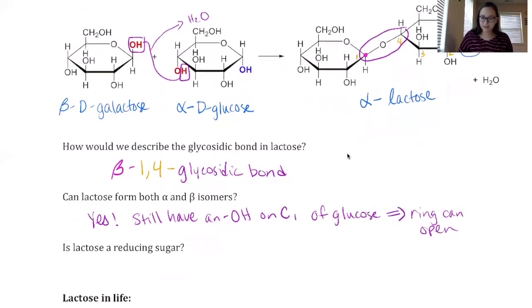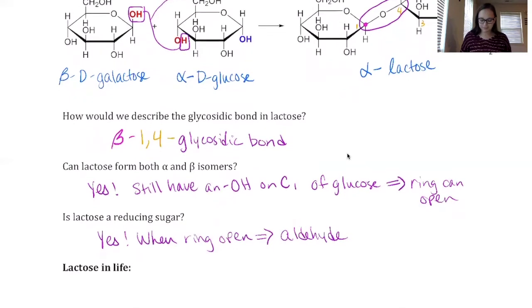Is lactose a reducing sugar? So if it opens, it forms an aldehyde. So yes. We know that it can ring open based on the answer above. And when it does ring open, it makes an aldehyde, which means if it can make an aldehyde in a linear form, then it is a reducing sugar because you can oxidize the aldehyde further.